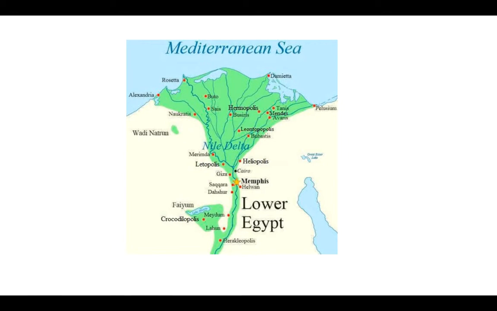Menes built a new capital city at the southern tip of the Nile River Delta. The city was later named Memphis. It was near where Lower Egypt met Upper Egypt, close to what is now Cairo, the capital of Egypt. For centuries, Memphis was the political and cultural center of Egypt. Many government offices were located there, and the city bustled with artistic activity.